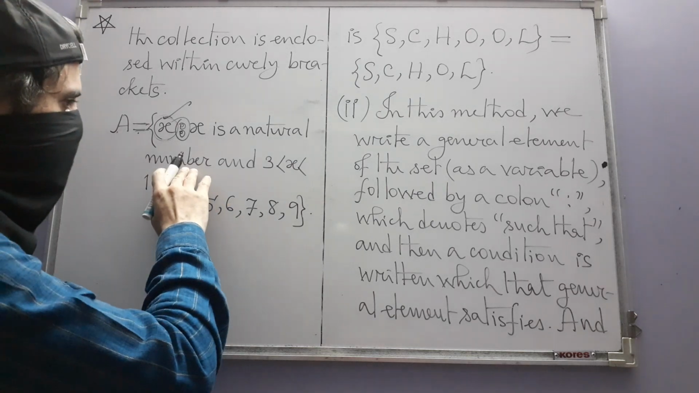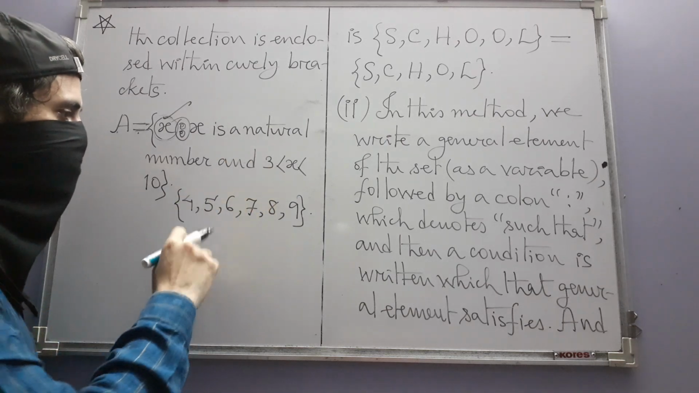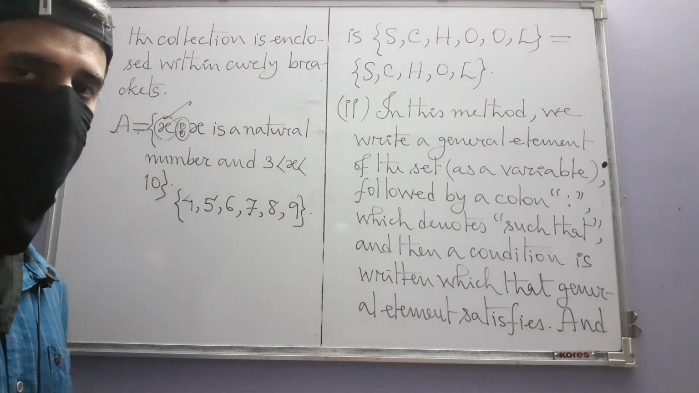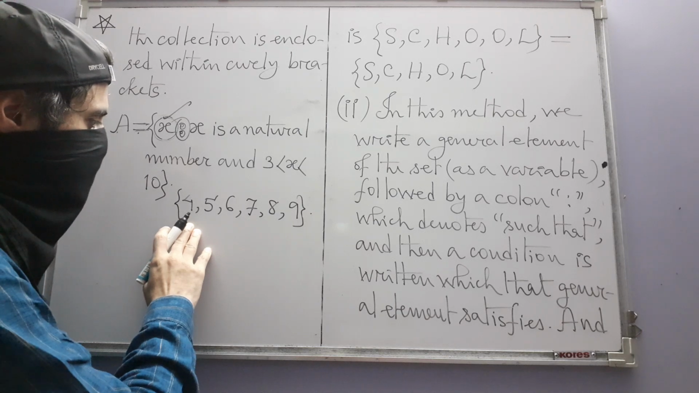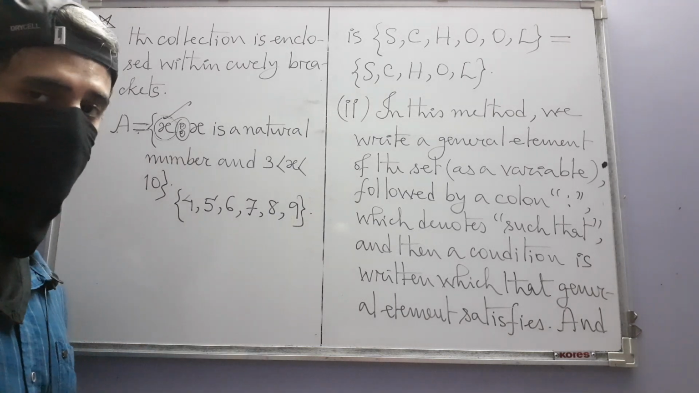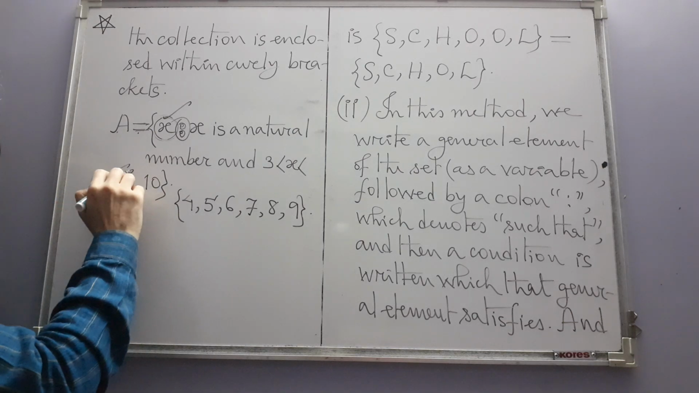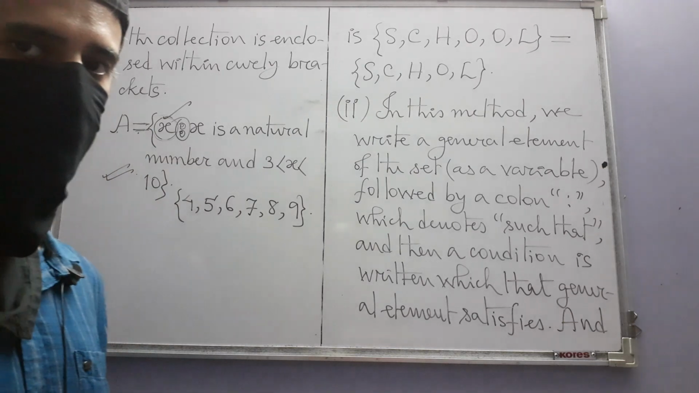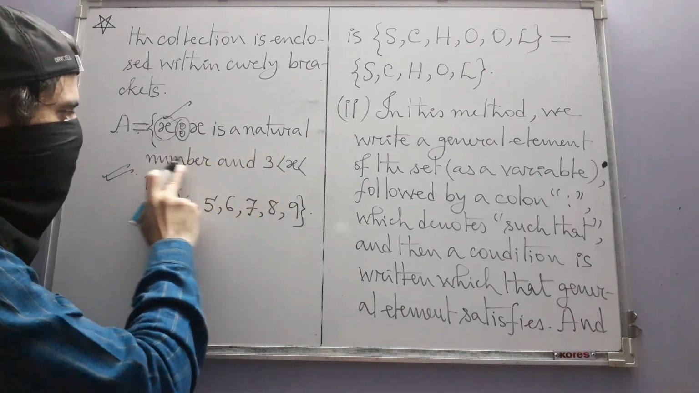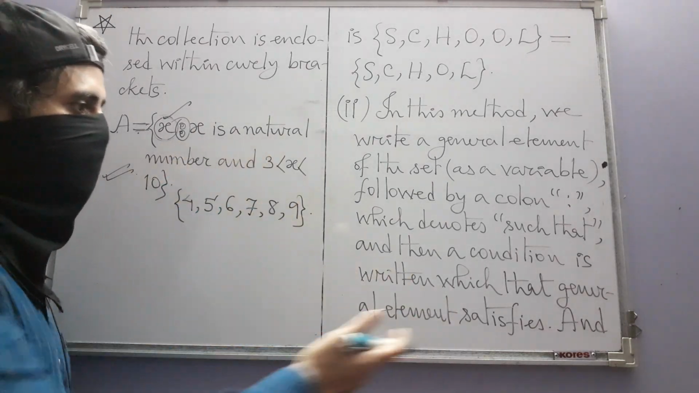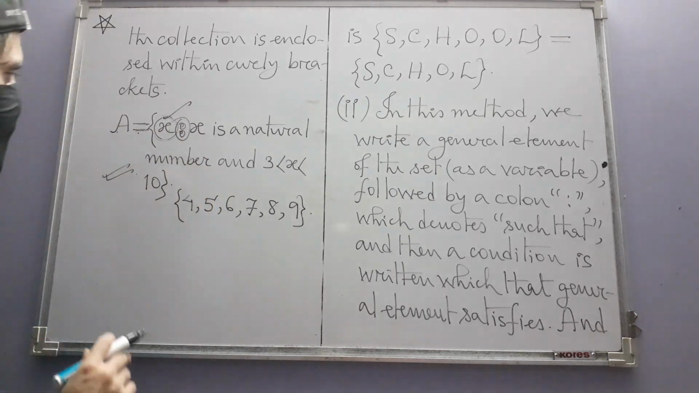At this method, you can clearly see it will in fact further shorten many sets for which it's a little difficult to write in roster method. You can conveniently write those sets in this new method, set builder or rule method, and we call it rule method because this part of the set has that rule or condition that the general element x has to satisfy.